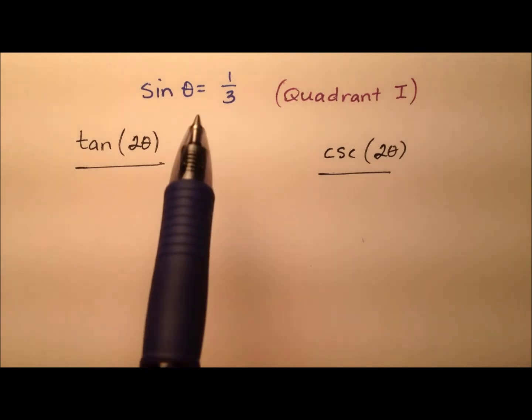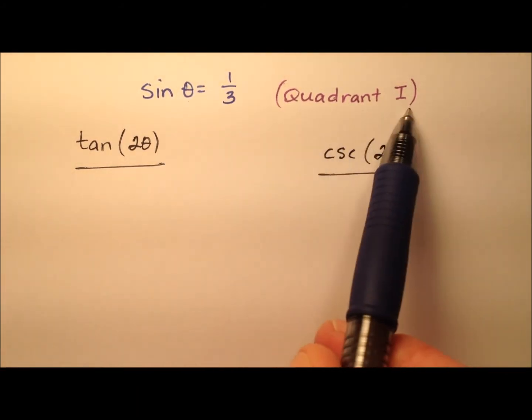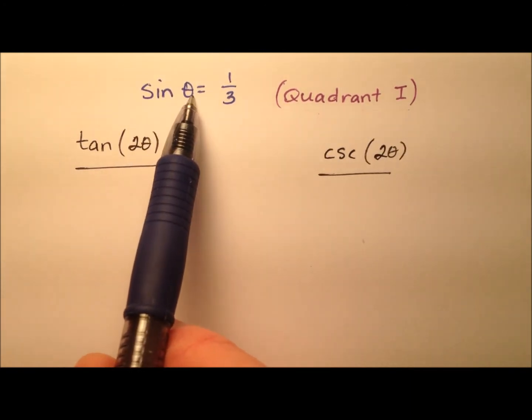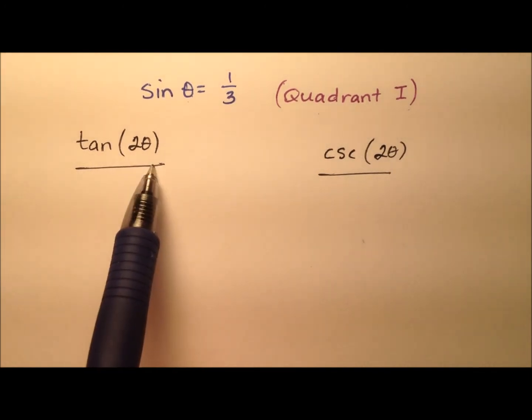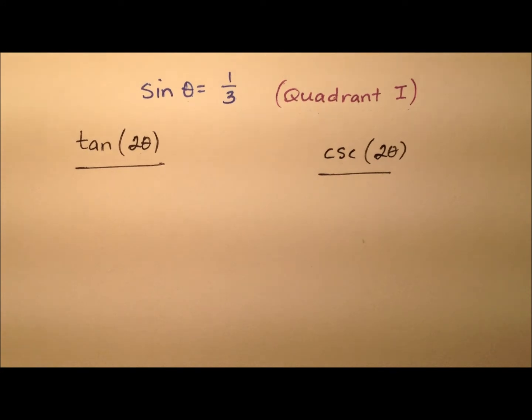In this example, we have ourselves an angle theta, and we know that theta is going to reside in the first quadrant, and we also know that the sine of theta is 1/3. All right, and we're going to be looking for two values, so the tangent of 2 theta and the cosecant of 2 theta. If you'd like to go ahead and try these values first, go ahead and pause the video and do so, and then come on back and we'll work them together.